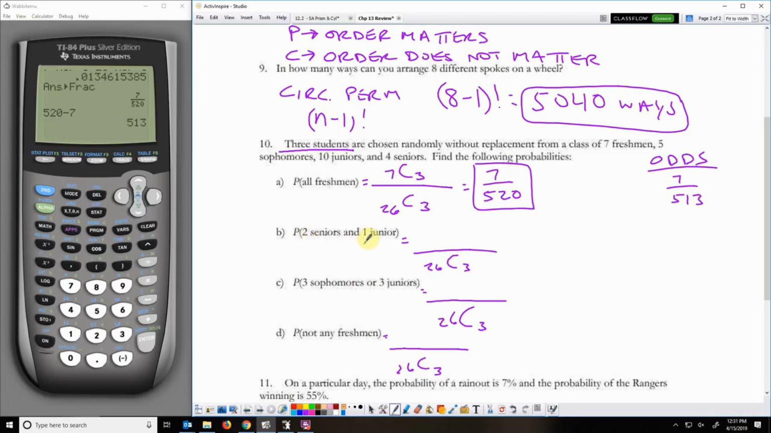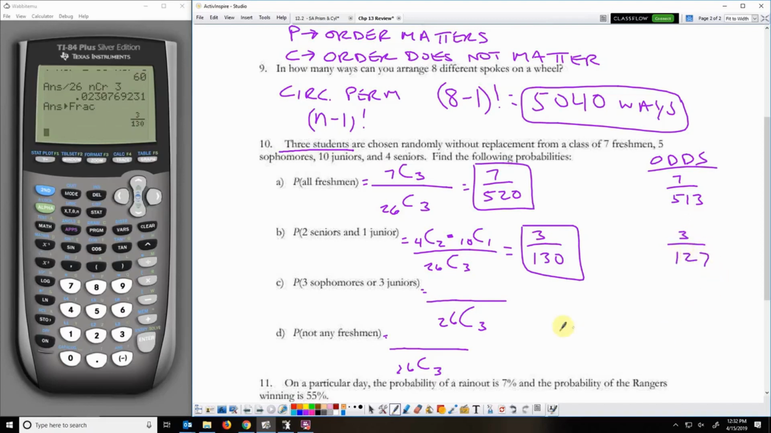Okay, 2 seniors and 1 junior. So 2 seniors would be 4C2. 1 junior would be, let's see, there are 10 juniors, so 10C1. So 4C2 times 10C1 divided by 26C3. And as a fraction, 3 over 130. If there's 3 ways of success out of 130, then there are 127 ways of failure. 3 over 127 would be the odds.